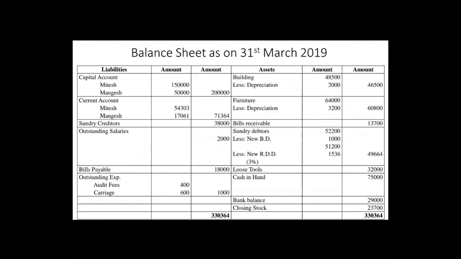Always see, you will going to deduct first new bad debts and after that new RDD will be deducted. Because if you do it the other way around, since RDD is given as 3%, the amount will totally change, and the answer you get here will be wrong. Right, so you have to see what you have to subtract first. You have to deduct the amount of bad debts and then you will going to deduct the amount of new RDD.